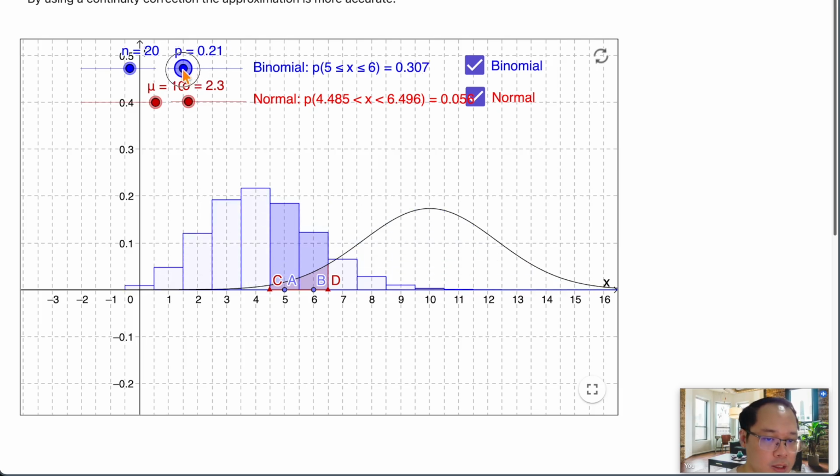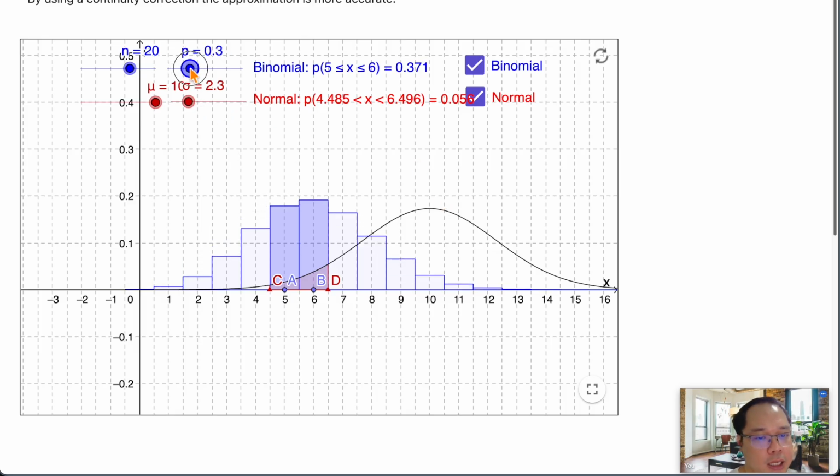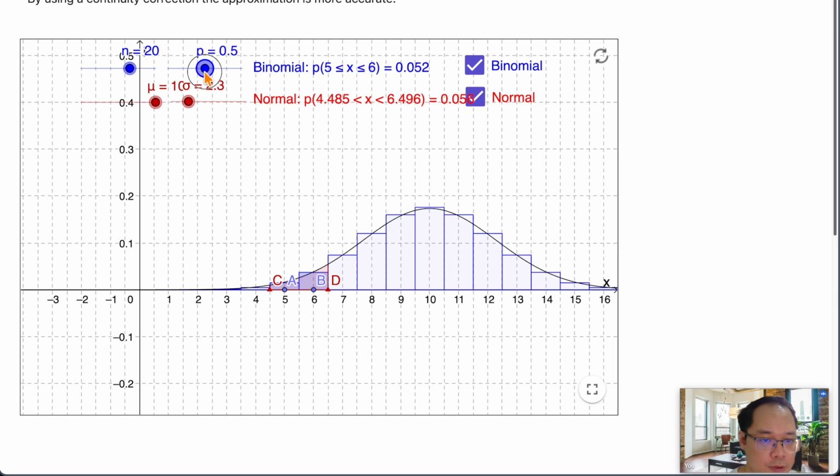So when the probability is far different from 0.5, 50%, the binomial is different from the normal approximation. And again, the best case is when the probability is 50% to ensure the symmetry of the binomial distribution. Okay, that is the second condition.